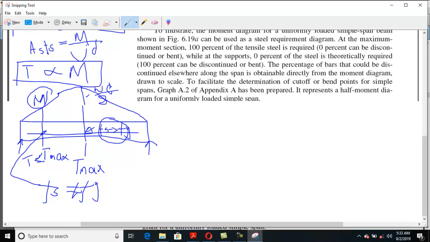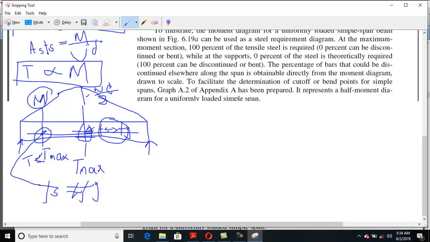Because the moment at this point is lower, and tension is directly proportional to bending moment. So if you are providing, for example, 4 bars there, and those 4 bars are yielding at this point, because the moment is maximum, but the same 4 bars are continued to this point, clear? You can't say that they will yield at this point. Why? Because the moment is lower.